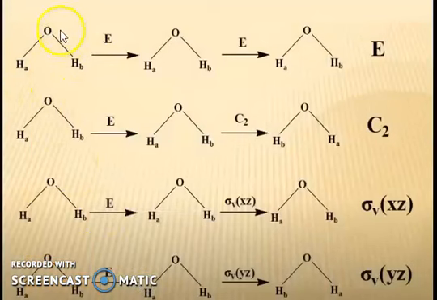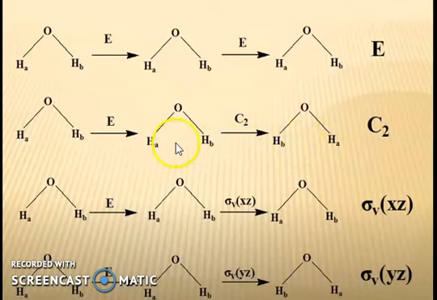This is the water molecule, with the hydrogens labeled HA and HB. On doing the identity operation E, there will be no change. Again doing E, it will be equal to E. Then E followed by C2: on doing C2, the hydrogen atoms interchange their places, HA comes in the place of HB and vice versa, and that is the operation C2. Then on doing E and sigma V, the result will be sigma V. Doing E and sigma V prime, the result is sigma V prime itself.